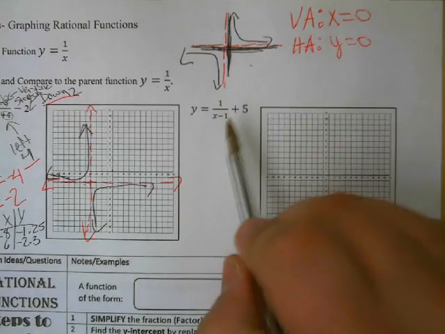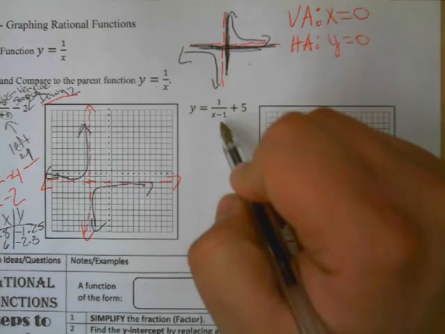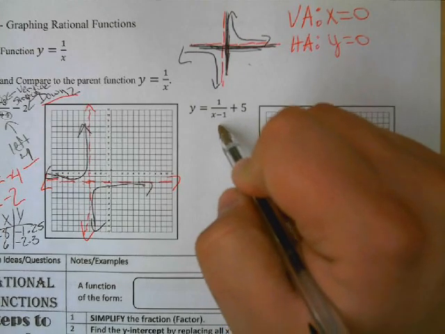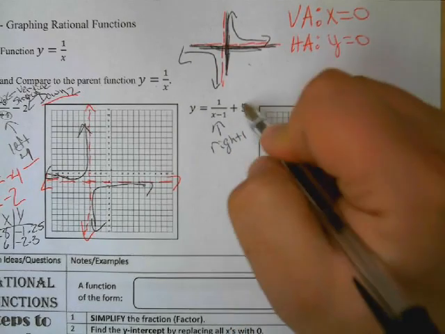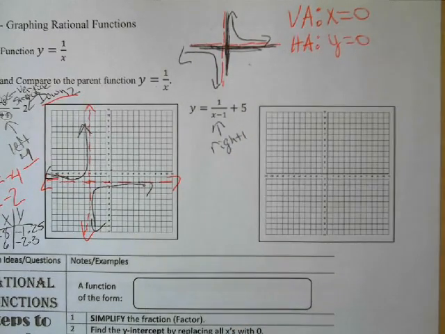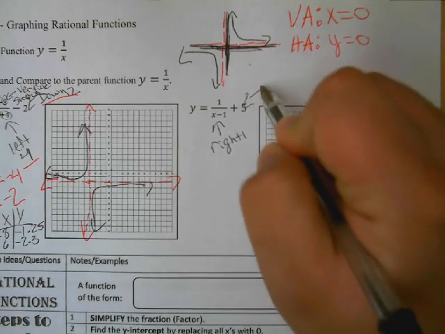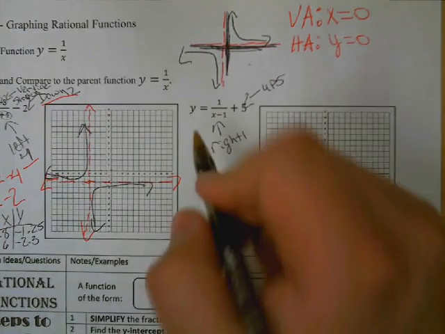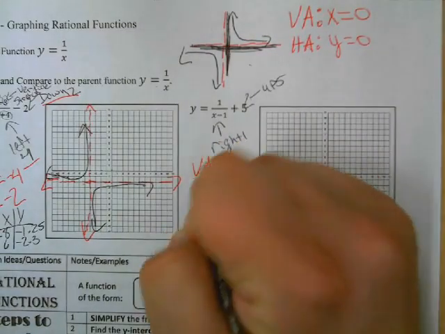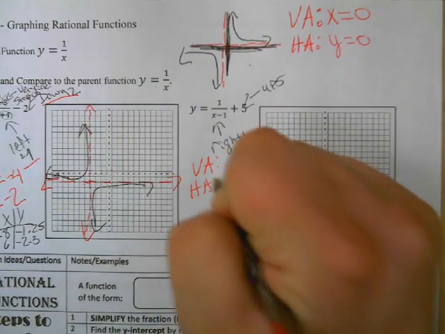So what does this -1 do? What's it going to do? Right, it's going to go right 1. Right 1. And what's this +5 doing? Up 5. Yeah, up 5. Good job. Up 5. So now let's figure out where our vertical and horizontal asymptotes are going to be.